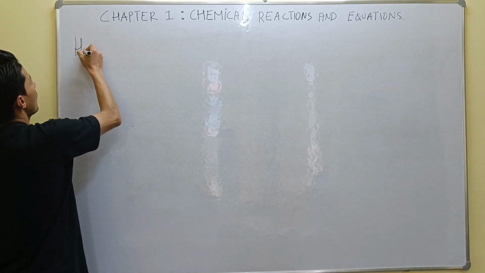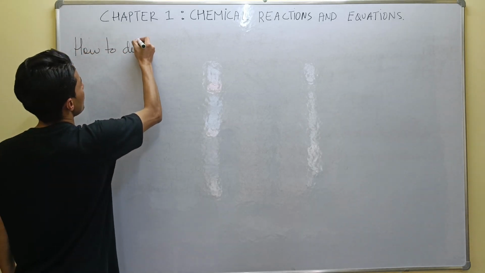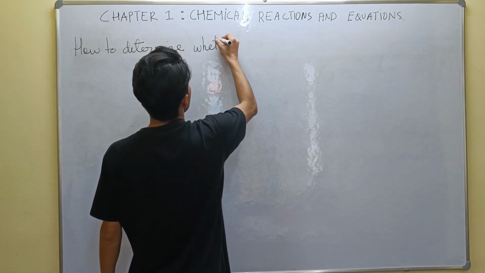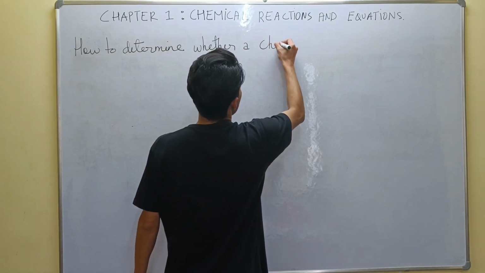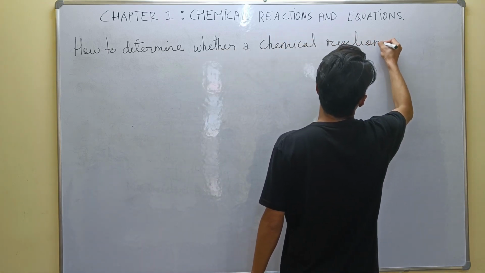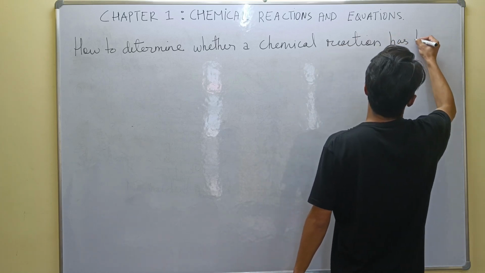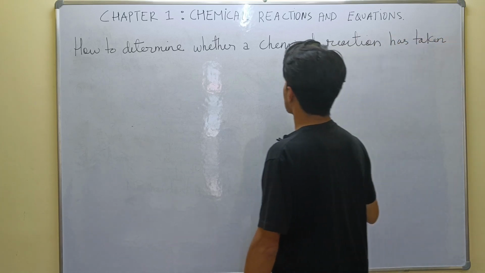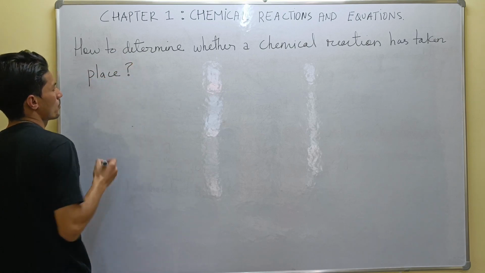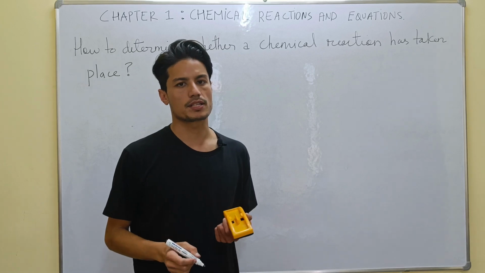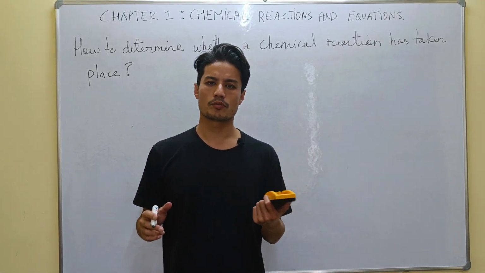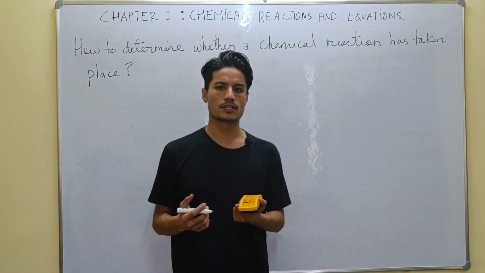Now we will move to a very important topic, that is how to determine whether a chemical reaction has taken place. Very important question. How do we know that a chemical reaction has taken place? Are there some parameters, or are there some factors which can help us determine whether a chemical reaction has taken place? So the answer is yes.